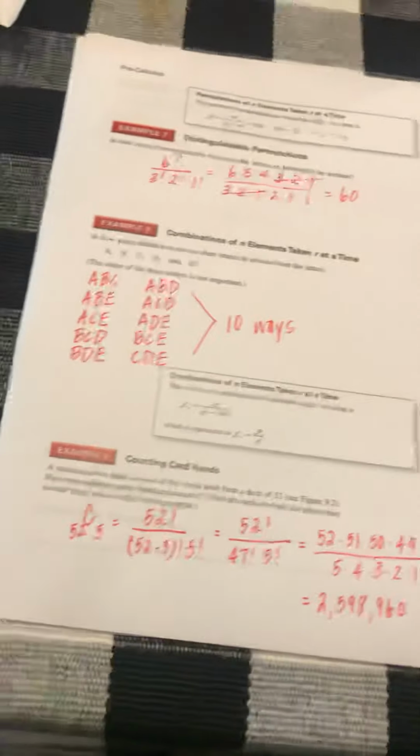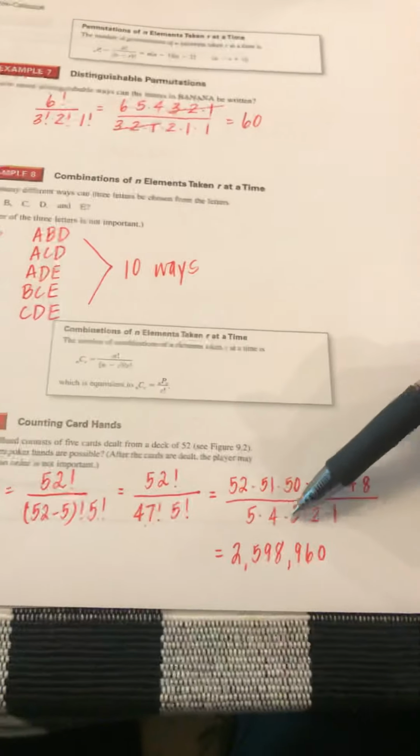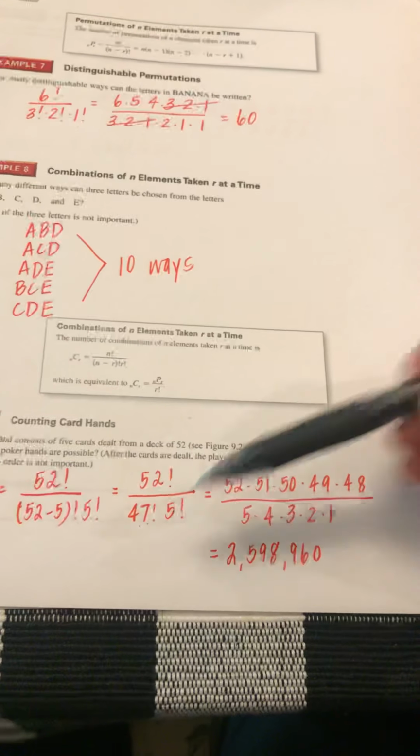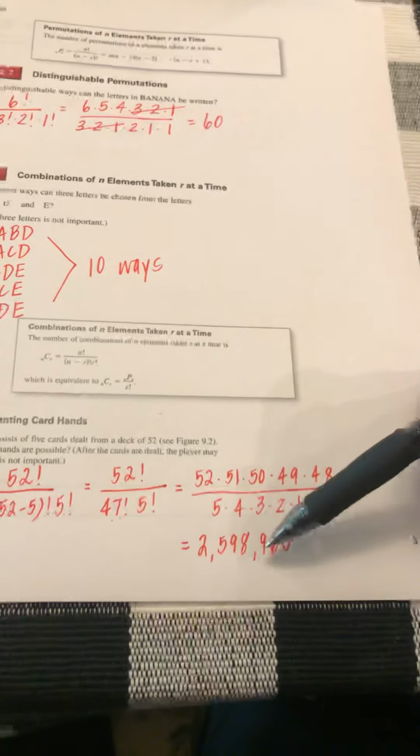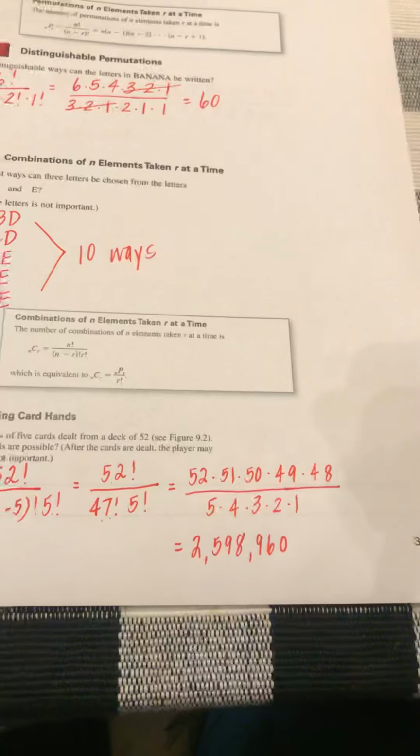47 would cancel everything. And 5 times 4 times 3 times 2 times 1 would take care of the 5. That would make 2,598,960.